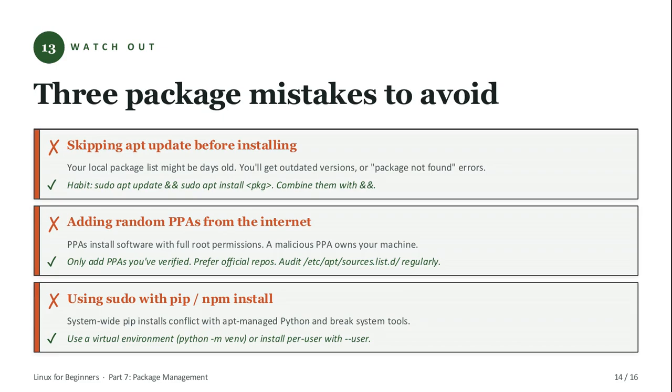Second, adding random PPAs you found in some forum post. Remember, those repositories install with full root privileges, so a shady one effectively owns your machine. And third, reaching for sudo with pip or npm. That's a fast way to clobber your system Python. Use a virtual environment or the user flag instead, and your future self will thank you.